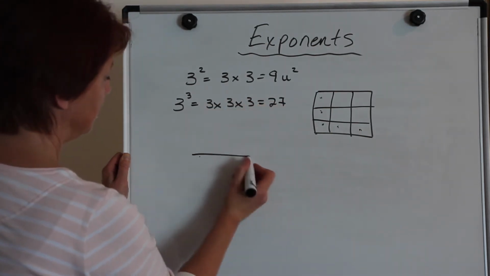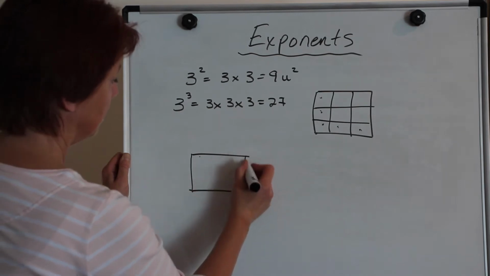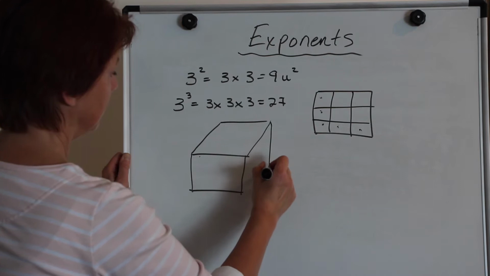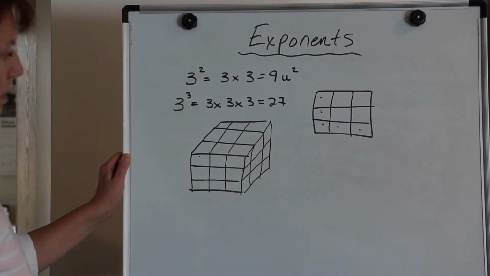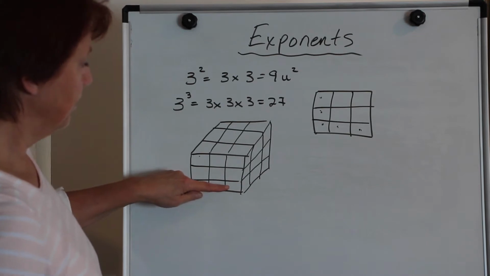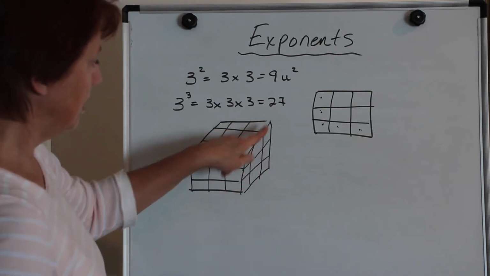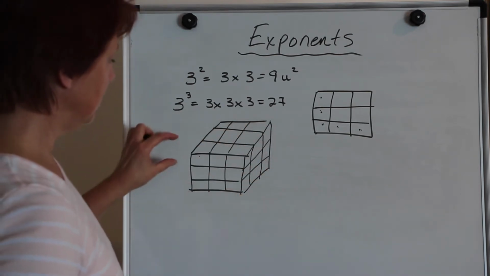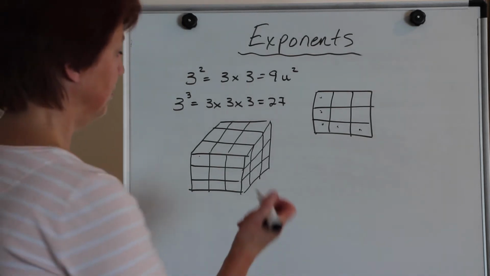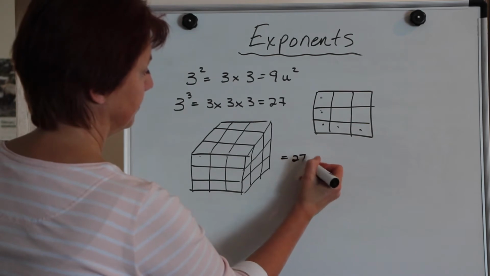So imagine this, we have a cube. This is a perfect cube, like a sugar cube, okay? Okay, so here we have 3 times 3 times 3. So if you imagine that these were sugar cubes that are stacked up, how many sugar cubes do you have? Well, you have 27, right?